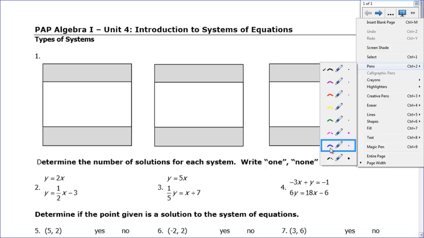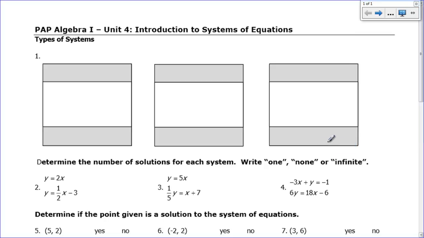All we're going to do is get introduced to what a system of equations is, what it looks like, and how to determine how many solutions something has, and whether or not a point is a solution. So that's what we're going to do.